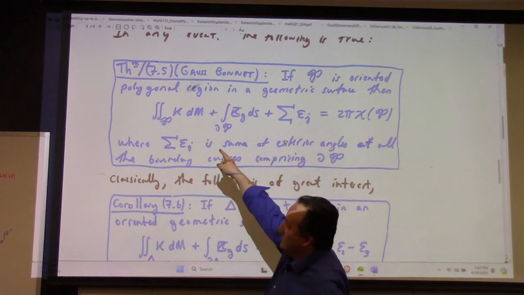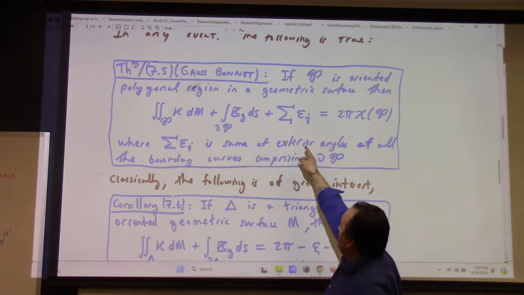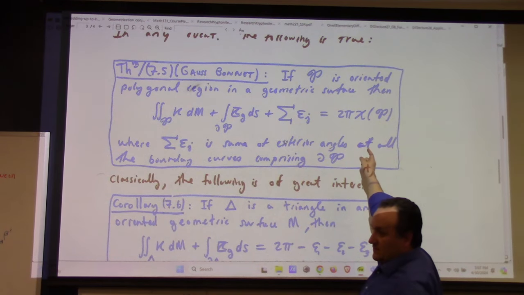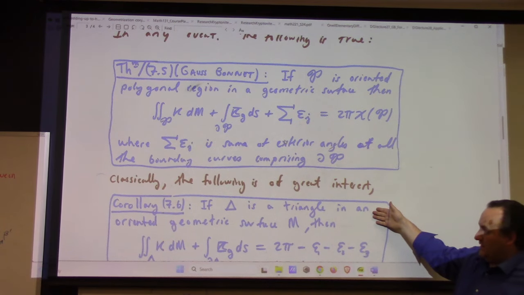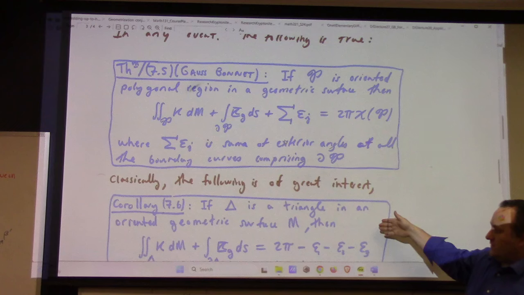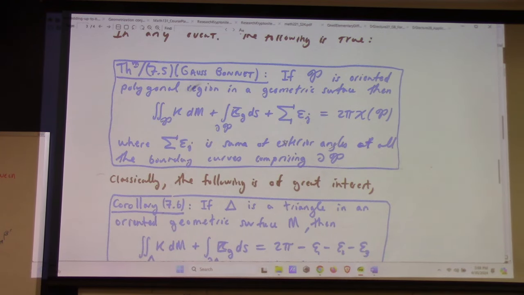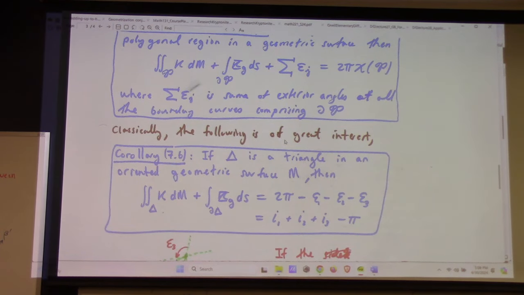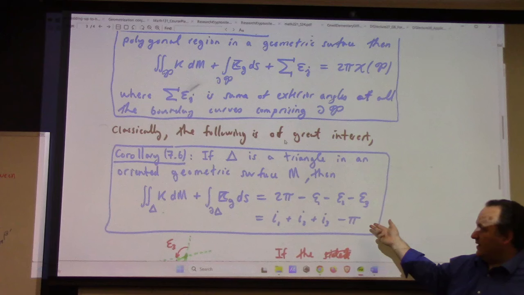And then you just have the integral of the curvature over the polygon plus the sum of the exterior angles of the polygon is equal to 2 pi times the Euler characteristic. So if you have a triangle, for example, in an oriented geometric surface, there are only 3 exterior angles, right? Or the sum of the interior angles minus pi is how that goes, because 2 pi minus 3 pi is minus pi.